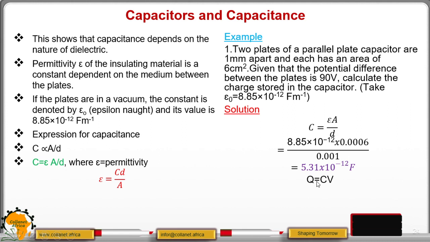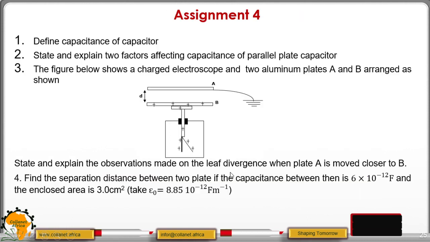But we know that Q is equal to CV. So our C is this value. Then we multiply by 90, which is our volts. We were given this one. When you multiply, you get that Q, the amount of charge, is 4.779 times 10 to the power negative 10 coulombs.